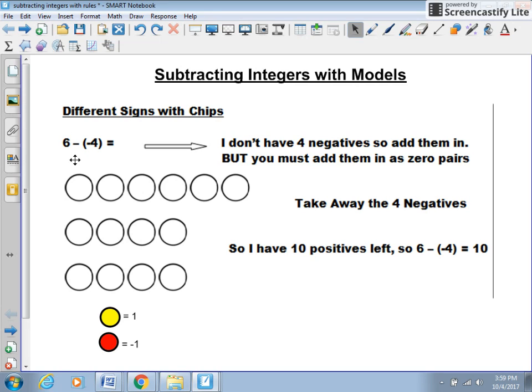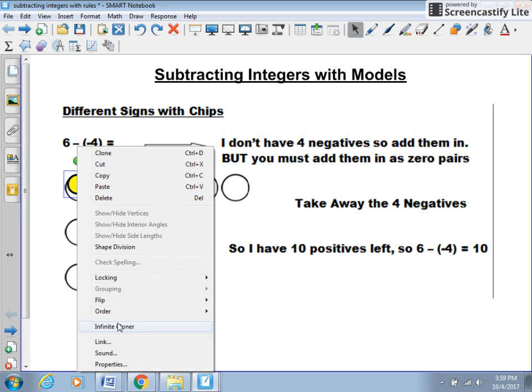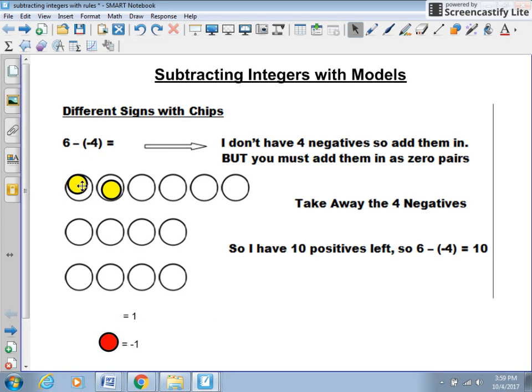So in this scenario, we are subtracting two numbers that have different signs. We are subtracting positive 6 minus negative 4. To model this, first I'm going to put my positive 6 here. And now I want to take away negative 4. However, I do not have any negatives, so I have to add it in as zero pairs. In order to do that, I have to add in 4, because adding in 4 zero pairs is the only way I'm going to get 4 negatives.